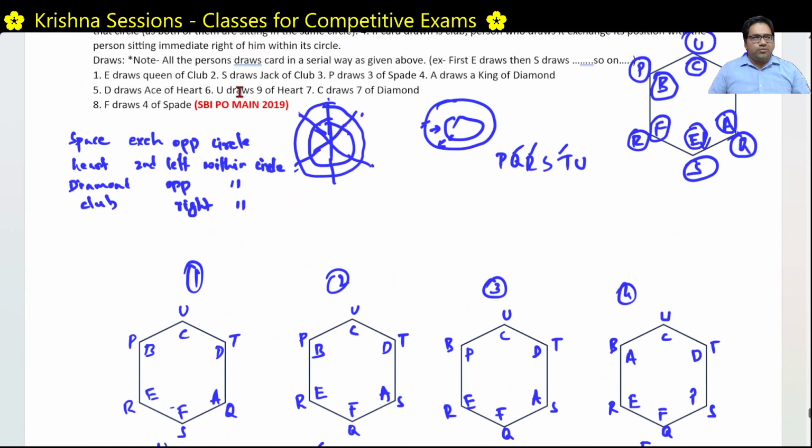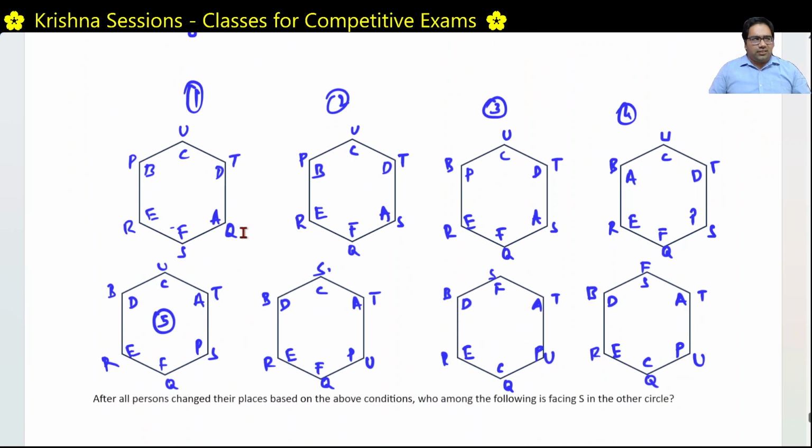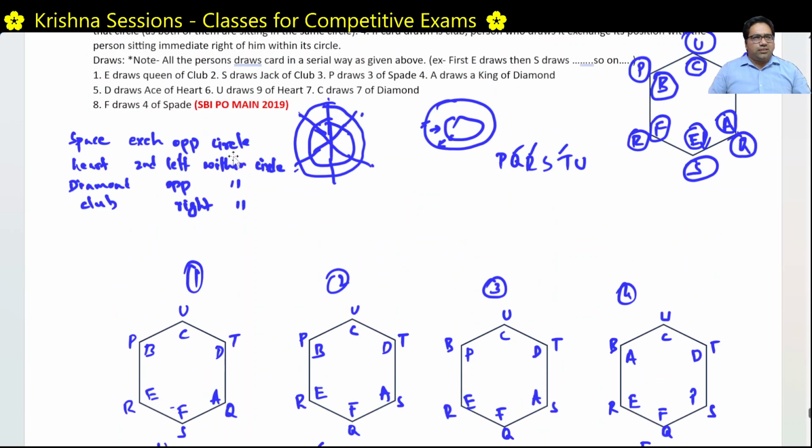The sixth operation is U draws 9 of heart. Heart means second left within the circle. What is U? U's second left is this. Yes, right. He has to exchange U and S, and the rest will remain the same. Rest all: A, P, F, E, D, C, then B, R, Q, T will all remain the same. This is the sixth operation.